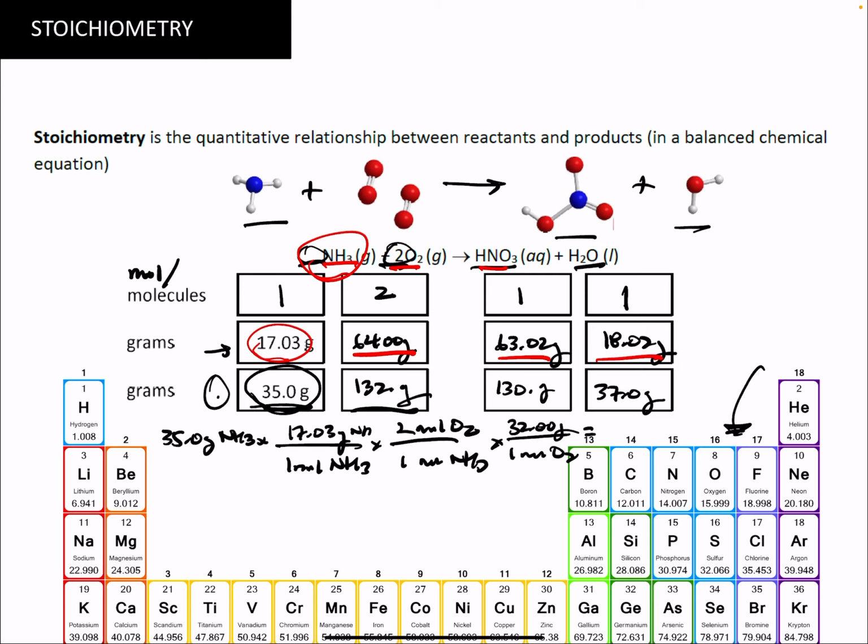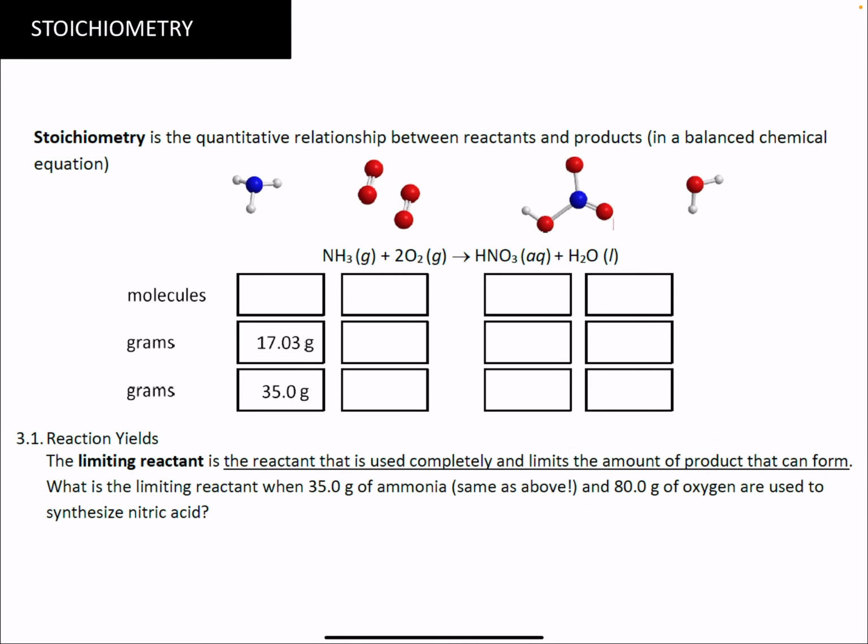So I could say, how much ammonia do I need to make 130 grams of nitric acid? It would be 35 grams. If I wanted to make 37 grams of water, how much O2 would that require? 132 grams. Right, so all these stoichiometry problems are just going between these different masses, these proportions, back and forth. The story changes, right? So how much would you make? How much do you need? Those kinds of things. All right, one more problem.